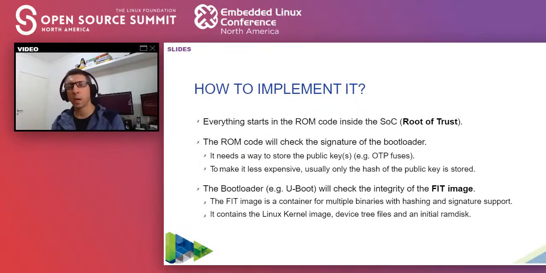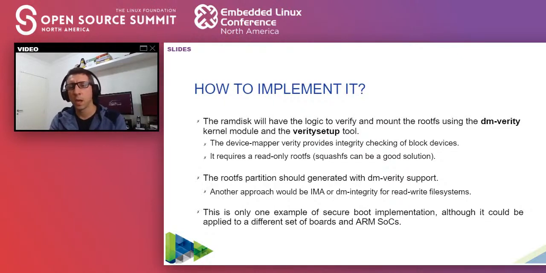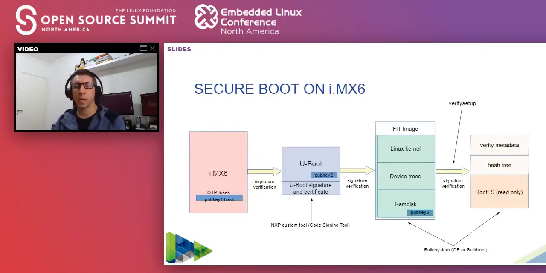In the next two slides, I talk about how it could be implemented on the SoC line from NXP called i.MX6. Instead of showing these two slides, I'm going to show the diagram that I created. Basically, it's what I already explained in the other diagram, but here it is more detailed. Everything starts inside the SoC. In the case of the i.MX6, we have a piece of hardware called HAB, High Assurance Boot, which is the secure boot implementation from NXP.